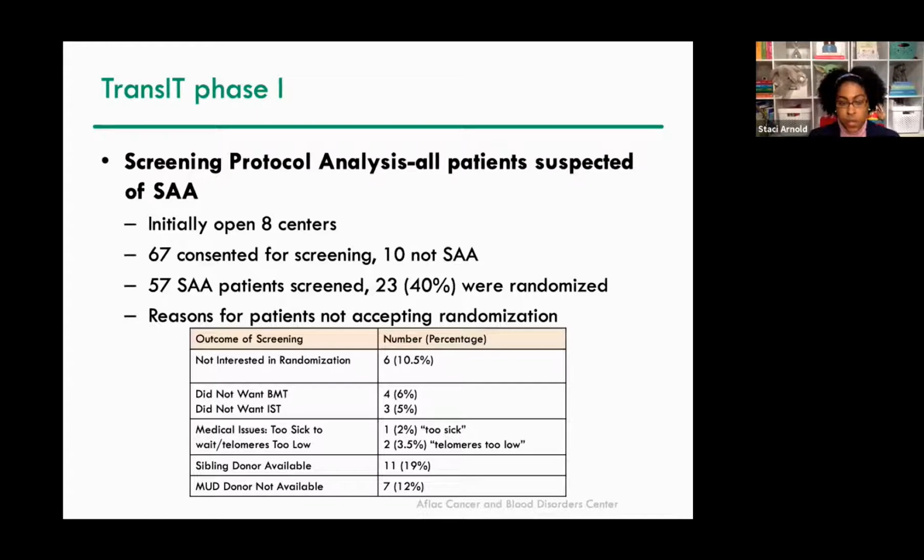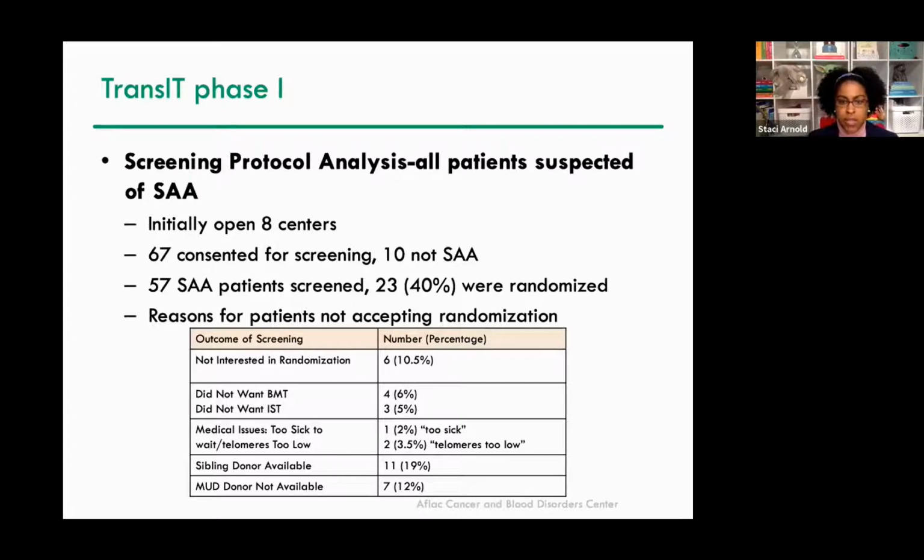6 of which just weren't interested in randomization, and largely in part because those individuals, I think based on the information provided, decided they really wanted to go to one treatment or another. And in fact, it was pretty equal, the patients and families that wanted to pursue transplant versus immune suppressive therapy. We did identify a couple of patients that actually had low telomeres, which suggested an inherited bone marrow failure, and one patient who was just too sick to proceed with transplant.